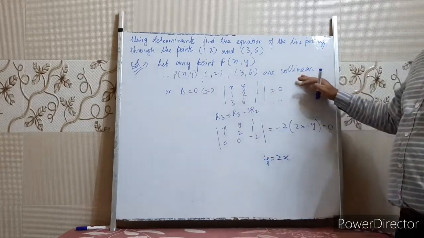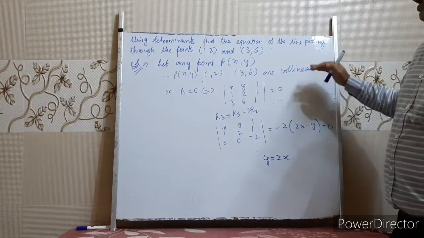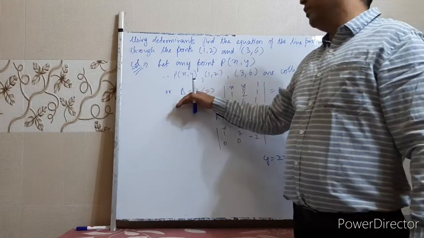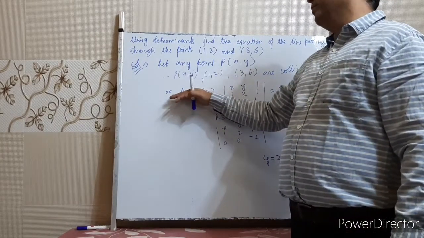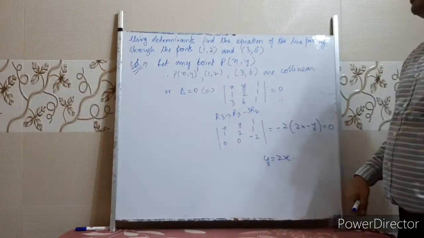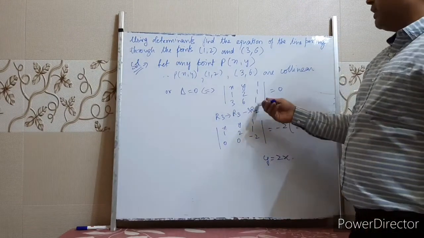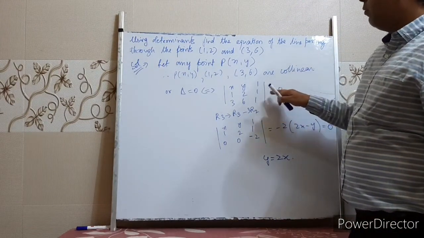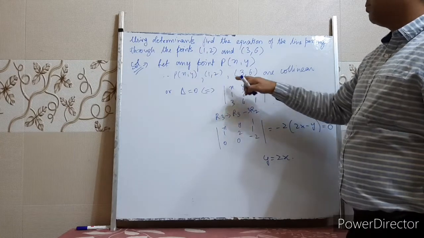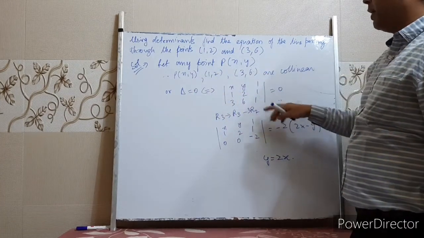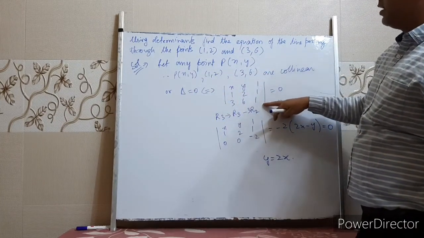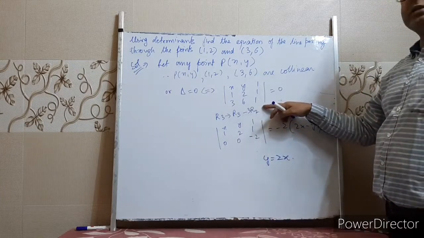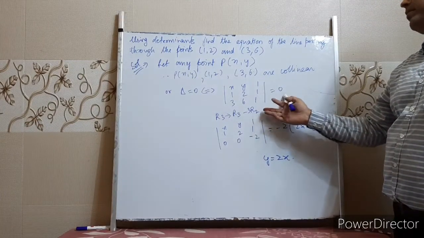When three points lie on the same line, they are collinear. And when the points are collinear, the value of the determinant will be 0. That means the area of the triangle will be 0. When we say that the value of the determinant form will be 0, we substitute the values x1, y1, x2, y2, x3, y3, and we'll get this determinant. You can directly expand this determinant or you can simplify it further.